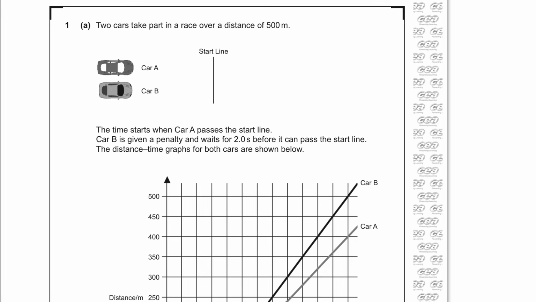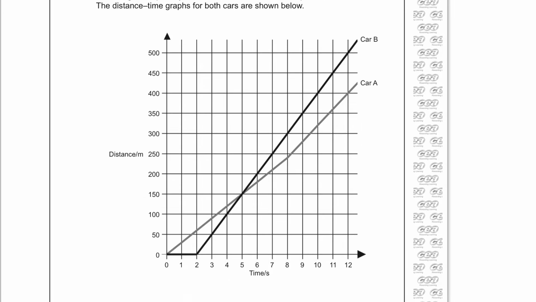The time starts when car A passes the start line. Car B is given a penalty and waits 2 seconds before it can pass the start line. The distance time graphs for both cars are shown below. So we've got this, with car A starting and car B starting 2 seconds later.